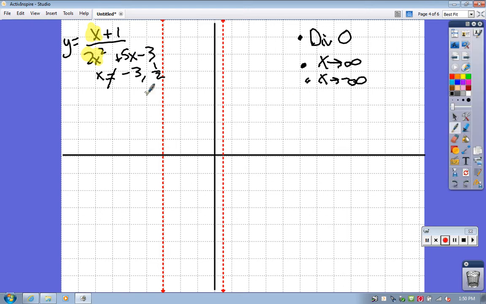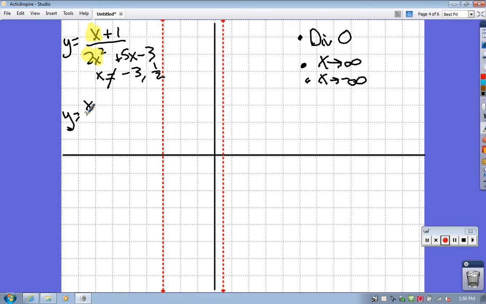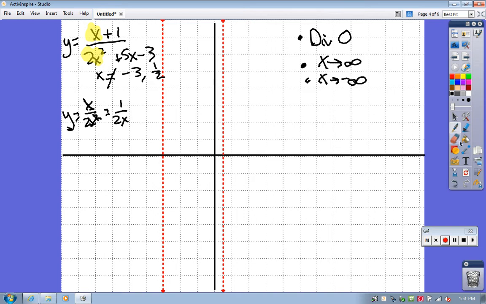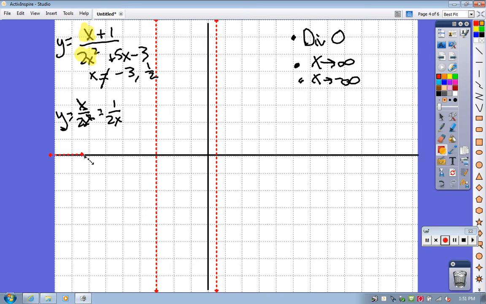So as x gets really big, this becomes x over 2x squared. You can do some division. 1x cancels one of those x's. 1 over 2x. So essentially, as x gets really big, this tends towards 1 over 2x, which is like those earlier problems we were doing. Like let x get really big, like x is 1,000,000, 1 over 2,000,000. Or 1,000,000,000, 1 over 2,000,000,000. What happens is as this denominator gets really big, this thing tends towards 0. So that gives us an asymptote at y equals 0.